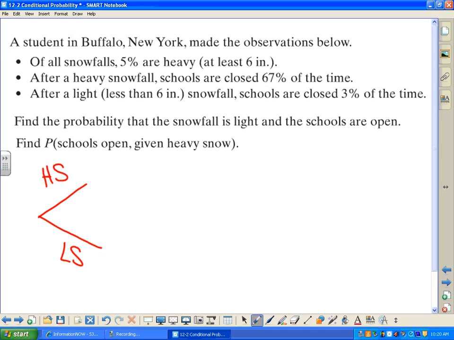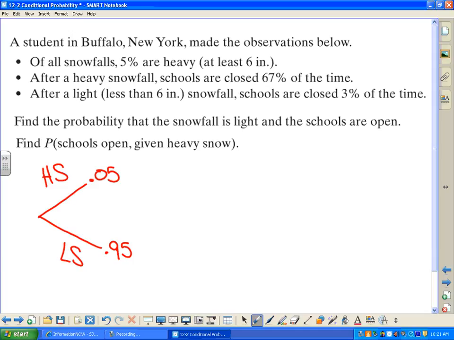Okay? All right. What's the probability that the snowfall is heavy? 5%. Isn't that what it says? So on the heavy snowfall, I'm going to put 0.05. I'm always going to change these to decimals. So if 5% of the snowfalls are heavy, then what about the light snowfalls? It's going to be 95%. Is everybody with me so far?